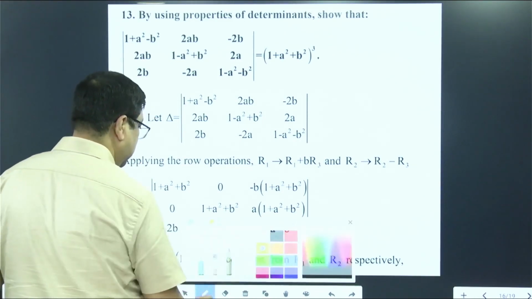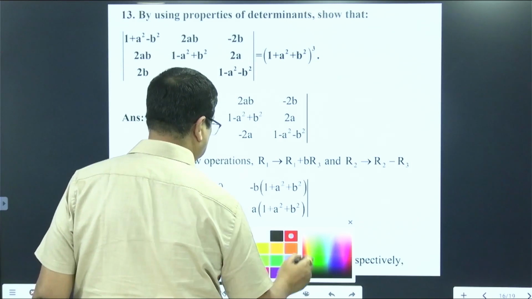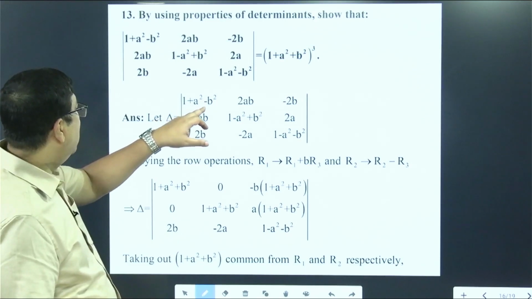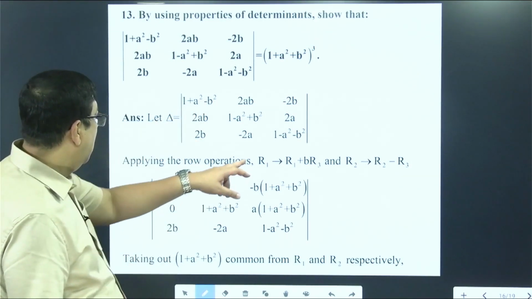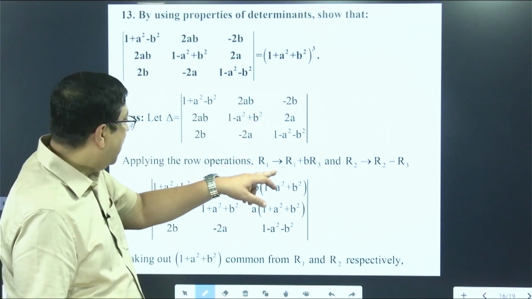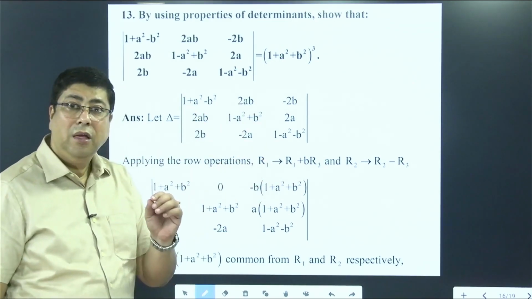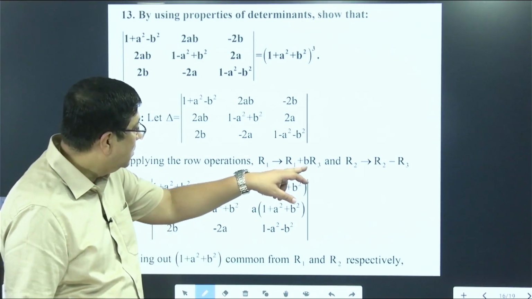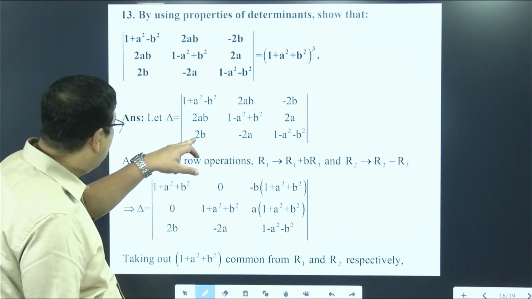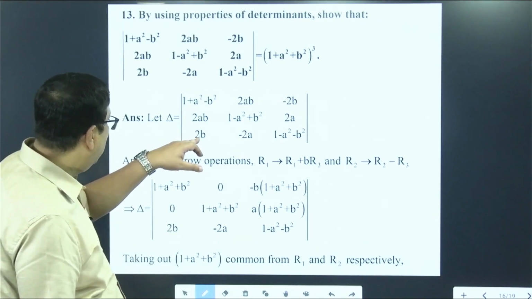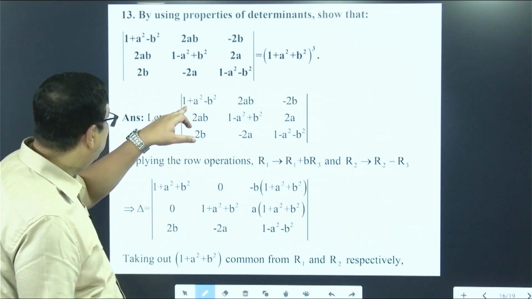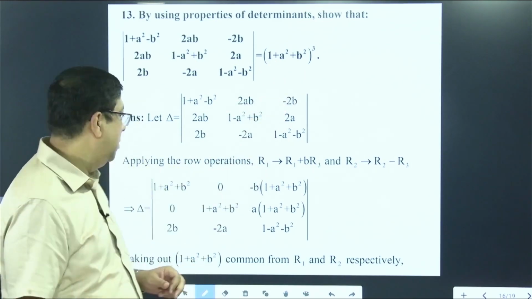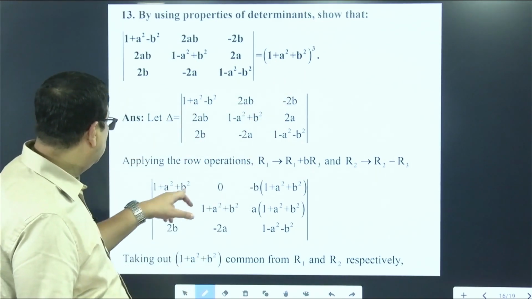In this case, one minus a square minus b square. So on R1, let us operate R1 plus b R3. We could operate the same thing in column 1 also. If we multiply b here, actually 2b square. So if we add on R1, we get 1 plus a square plus b square, because our need is this 1 plus a square plus b square.